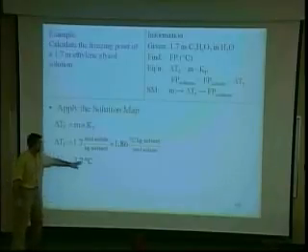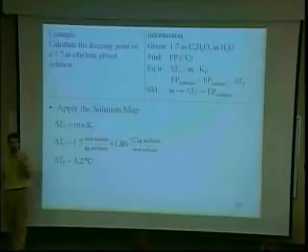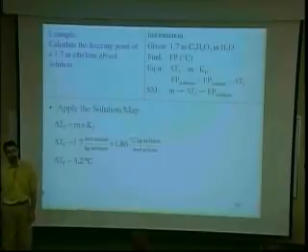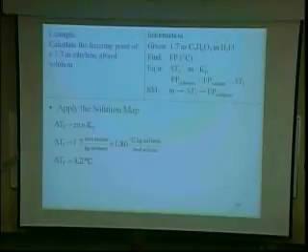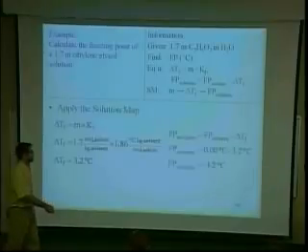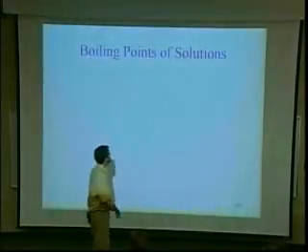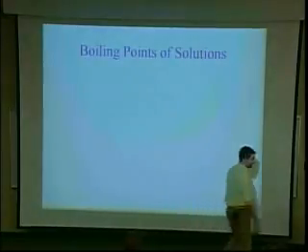Okay? All right, so you get 3.2 degrees Celsius. What that means is you've changed it by 3.2 degrees. So in this case, it would go from 0 degrees Celsius to negative 3.2 degrees Celsius. You see, that's a big benefit. Okay? All right. You do the same thing with boiling points.